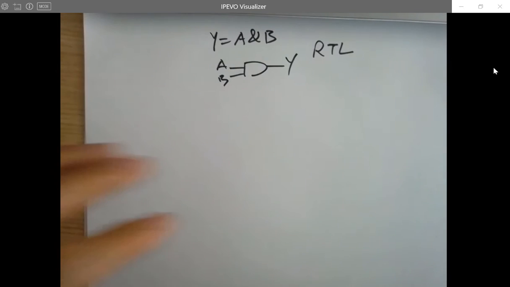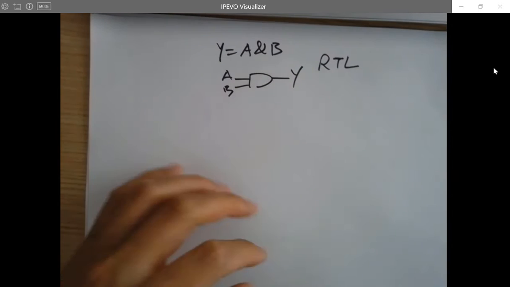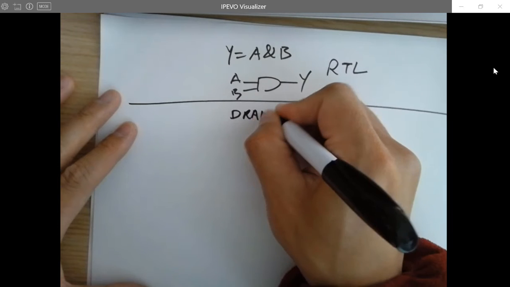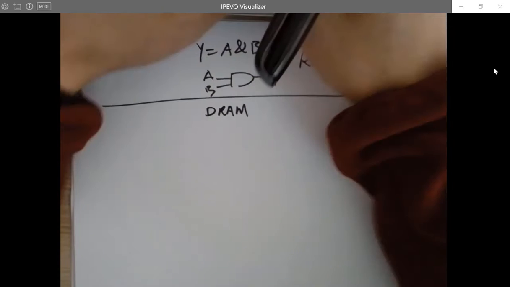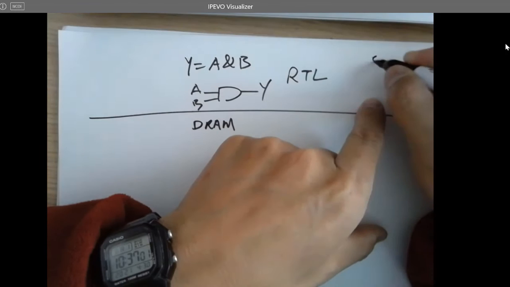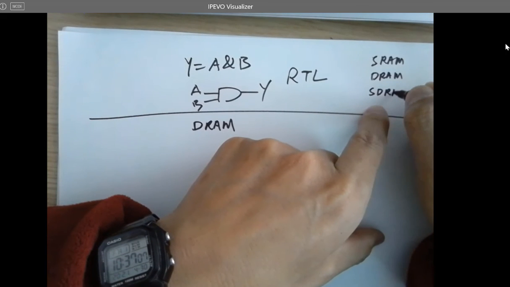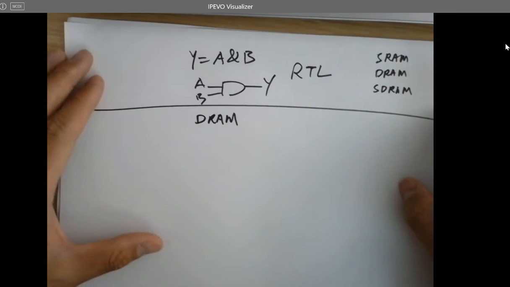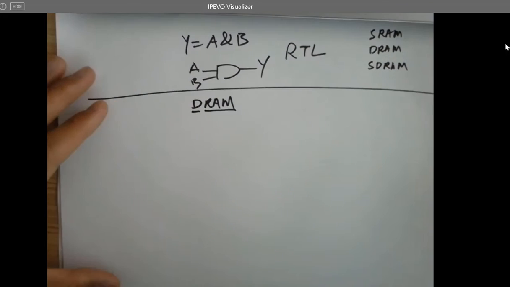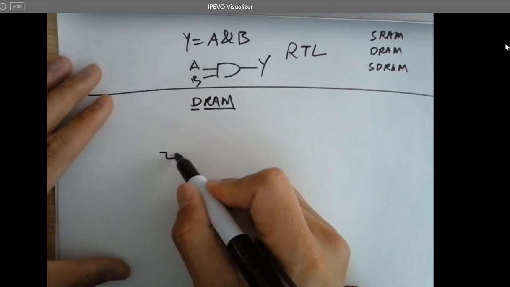So let's look at what DRAMs are, really quick. Also, you need to know in the final exam you want to know the answer to the acronyms. So what is SRAM? What is DRAM? What is SDRAM? So DRAM is dynamic random access memory. It uses a little capacitor for each memory cell. So if I draw the schematic, it looks like this.